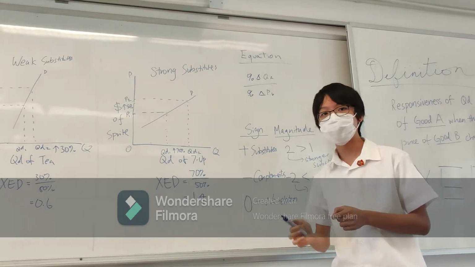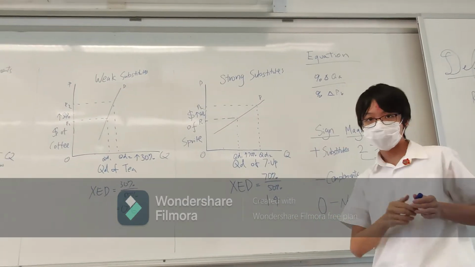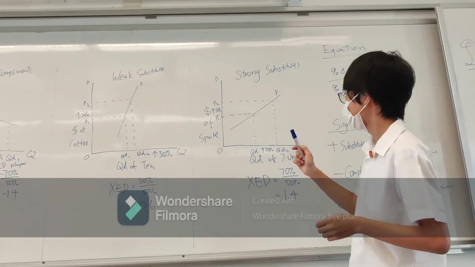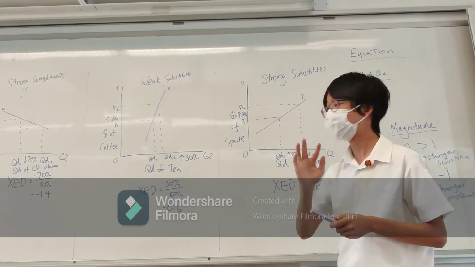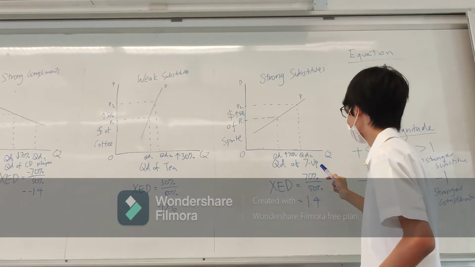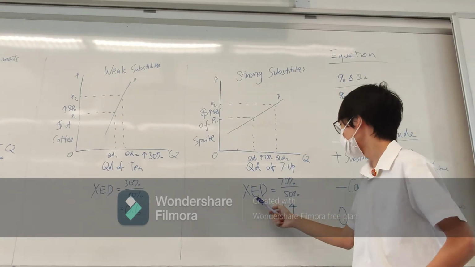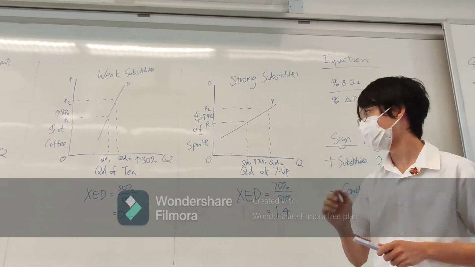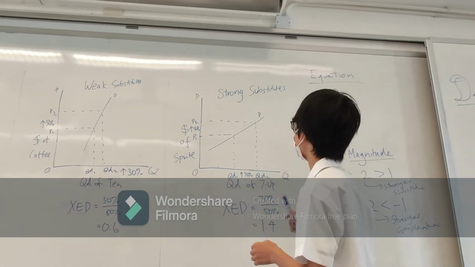Now there are strong substitutes and weak substitutes. Let's look at some examples graphically. I'll talk about strong substitutes first, using the example of Sprite and 7-Up. When the price of Sprite increases from P1 to P2 by 50%, the quantity demanded of 7-Up increases from QD1 to QD2 by 70%. Now we can look at the XED. It's 70% over 50%, which is 1.4, which is relatively large. So that means it is a strong substitute.